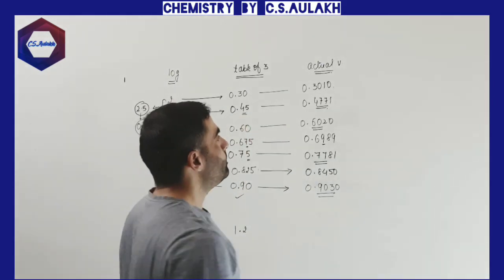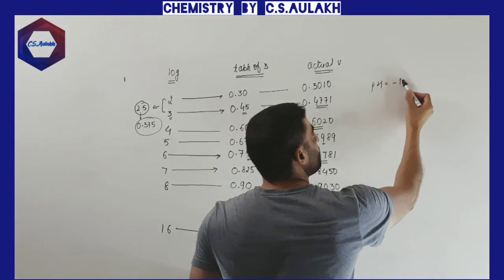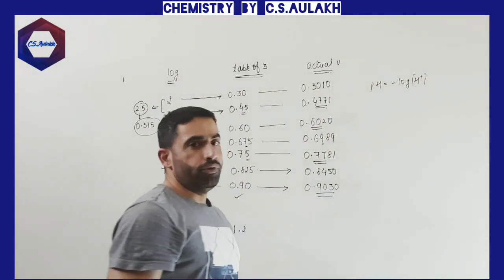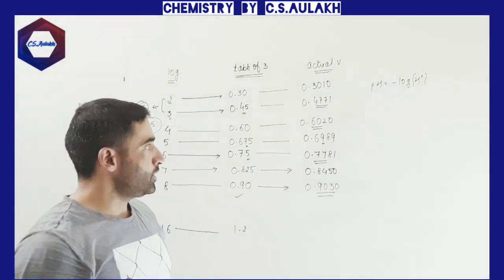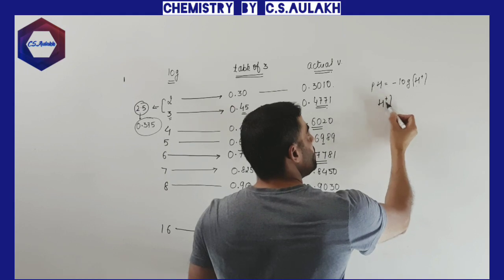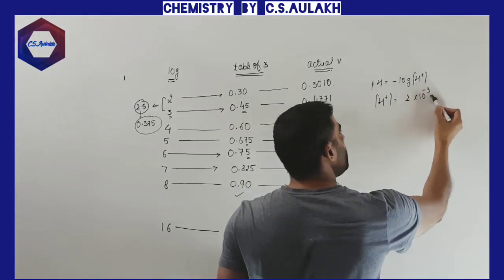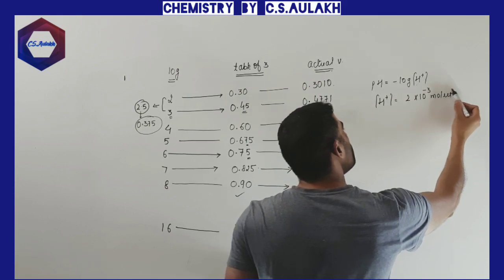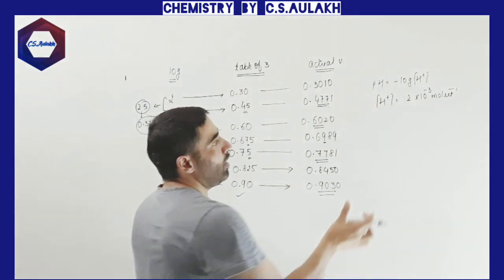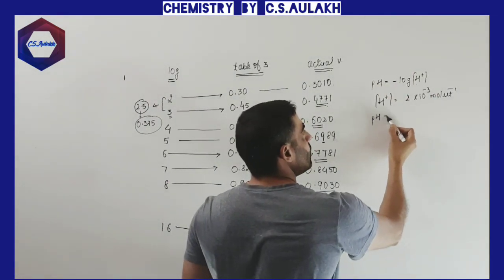So we know pH is given by the equation: negative log of H⁺ concentration. Suppose you are provided with a solution whose H⁺ concentration is given to you and its value is 2 × 10⁻³ mole per liter. If we put this value of H⁺ into the above equation, then what is the answer of pH?